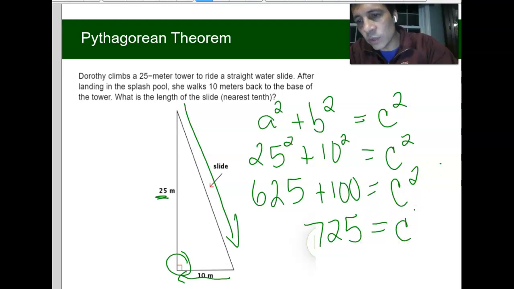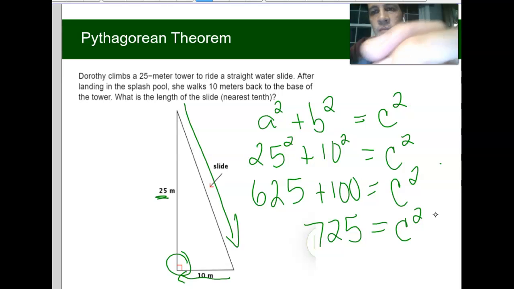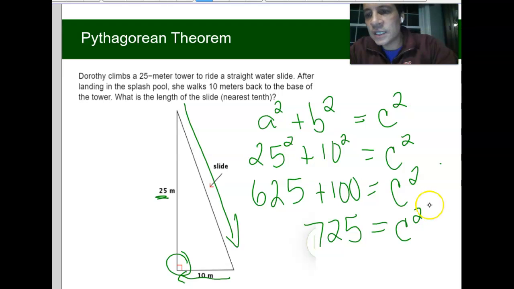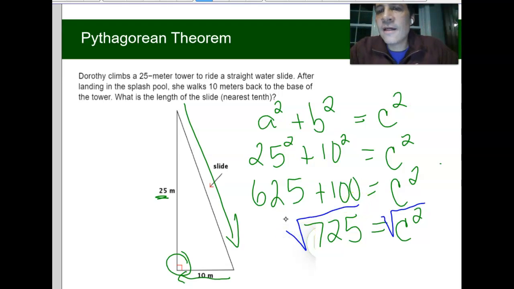So 725 equals C squared. Now, I want to know what C is. I don't want to know what C squared is. So the question is, how can I undo C squared? Well, the opposite of squaring C is to take the square root. Remember we did this recently with simplifying the radical, right? If I could take the square root of both sides, then I could find out what C is. The square root of C squared is just C.